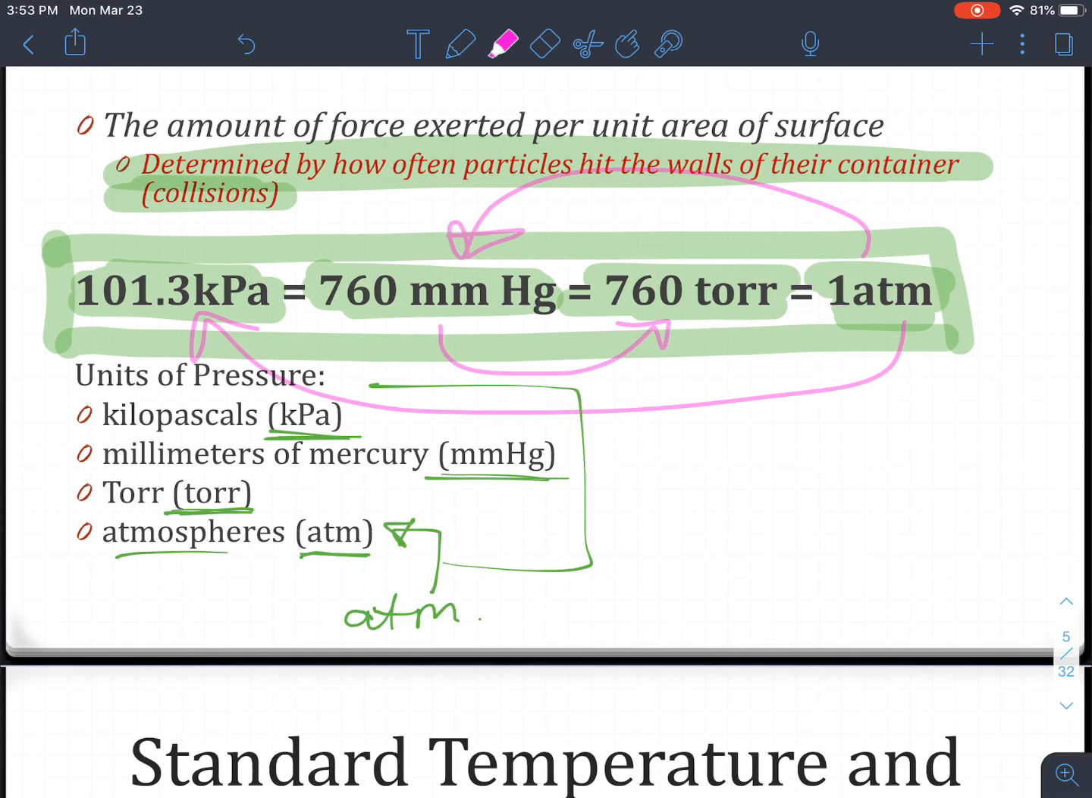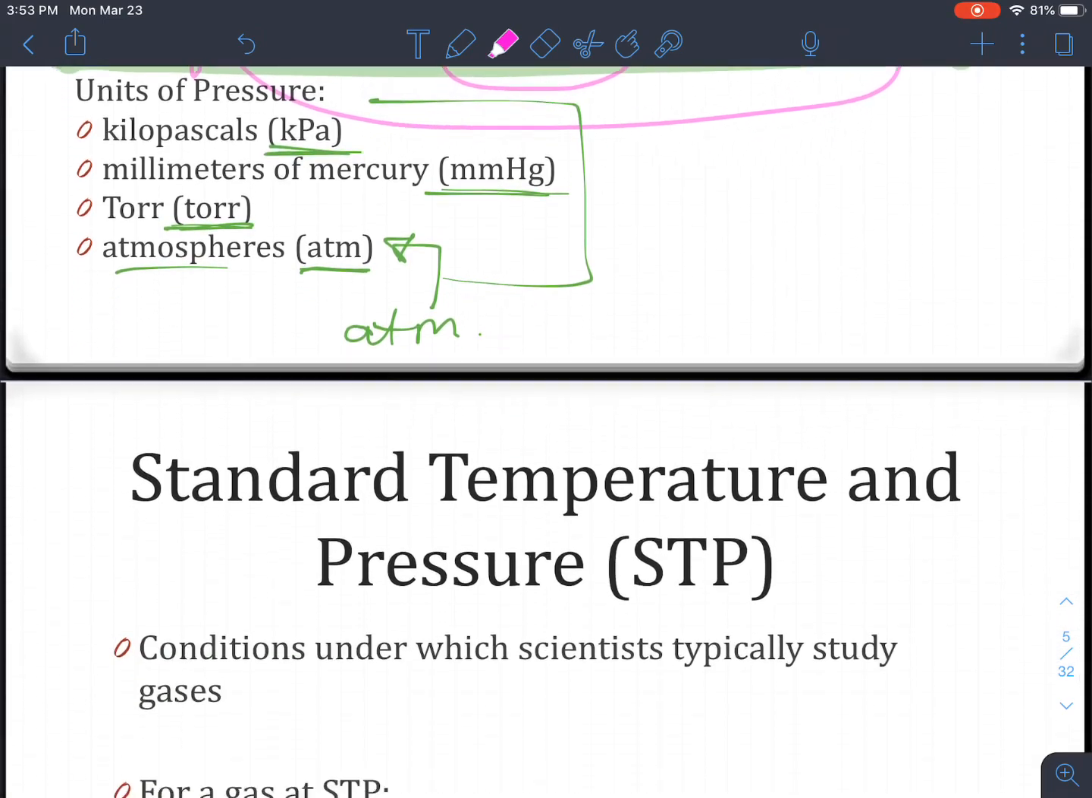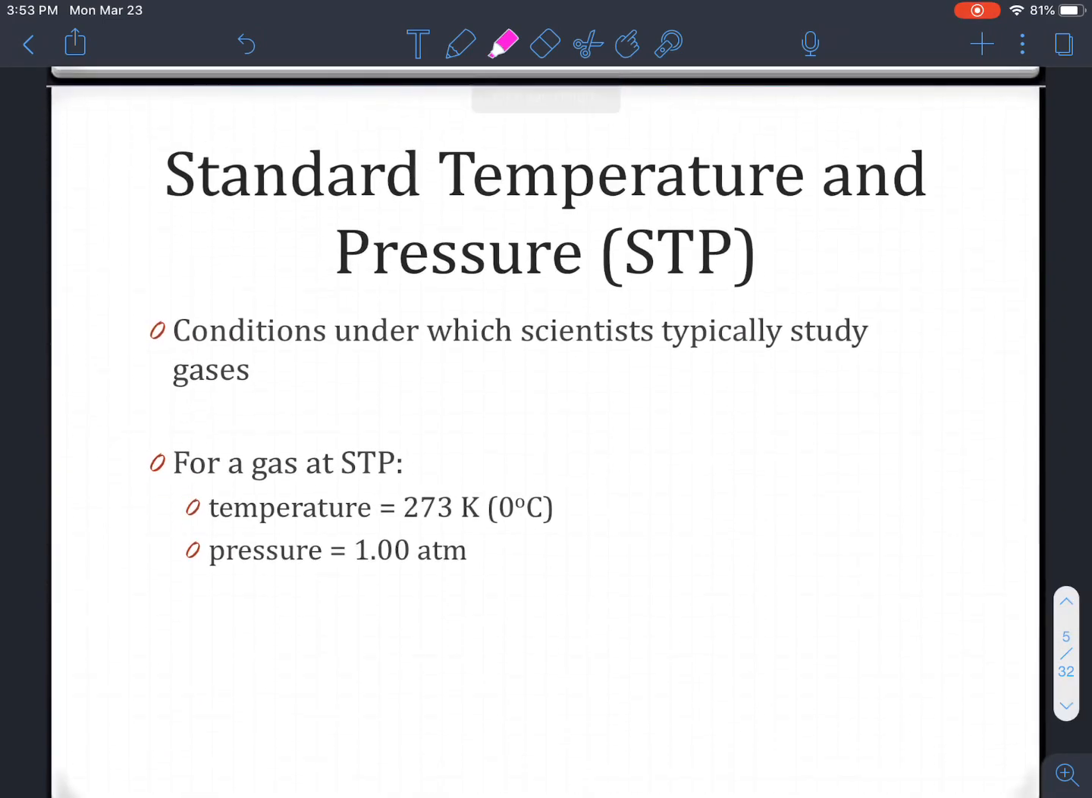With this, we are going to be doing a couple conversions, but I'm going to first talk to you a little bit about standard temperature and pressure. So in the last unit, we talked about STP and gases that are at STP. Then 22.4 liters is equal to 1 mole of something at STP. So STP stands for standard temperature and pressure. And these are the conditions under which scientists study gases.